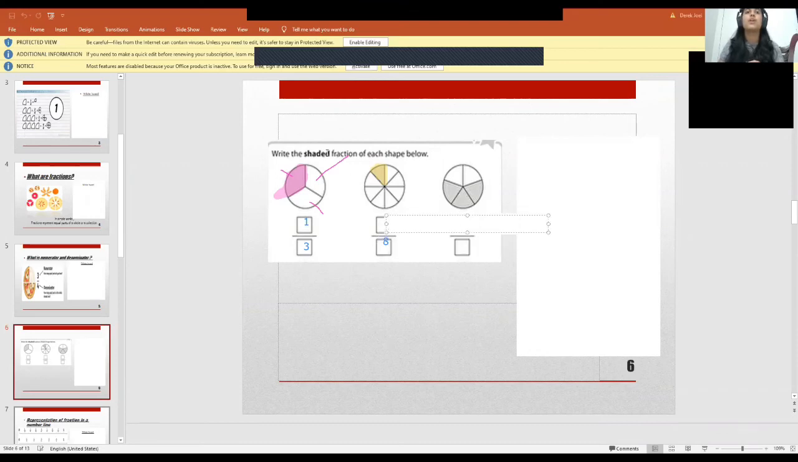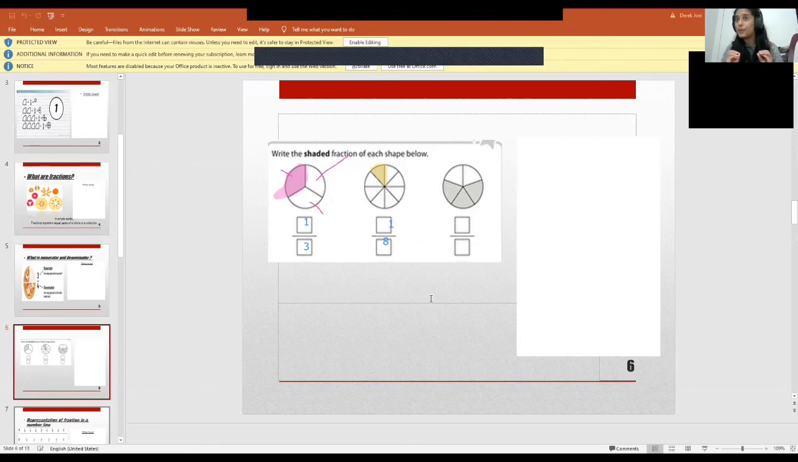Now, how many pieces are shaded? I see 1. Do you see more than 1? Do you see 2, 3? It's 1. So we write 1 in the place of the numerator. So look, we got a fraction. We got 1 by 8. 1 by 8 portion of the whole or collection is shaded. Now let's go to the third example.